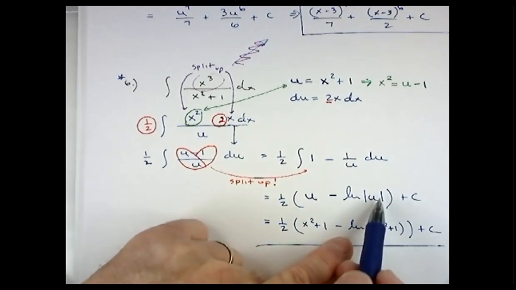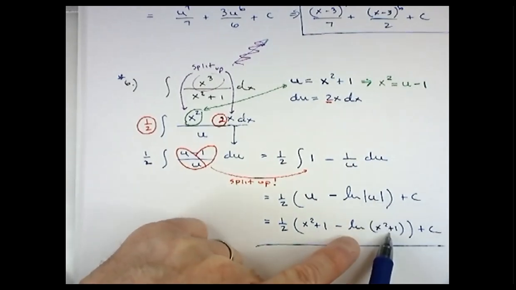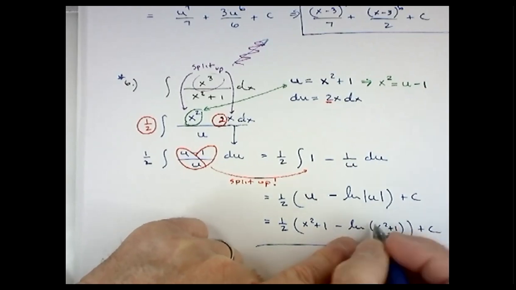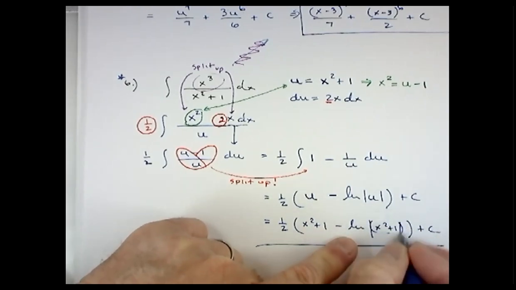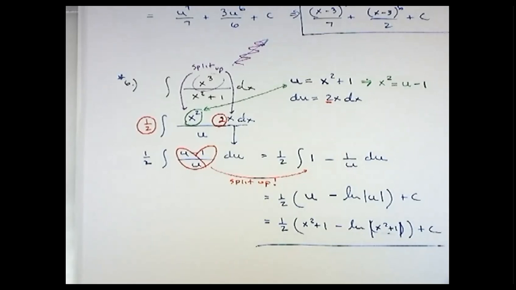Why do I not need the absolute value? That's always going to be positive. Good. Does it hurt to have the absolute value? Not at all. So if you leave it on there, that's fine. I just instinctually took it off.